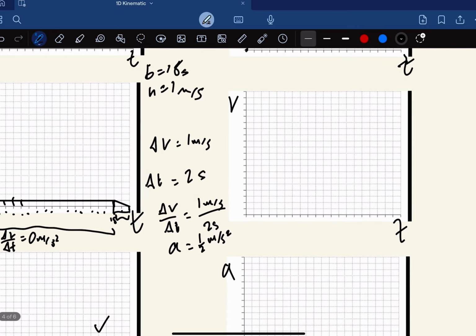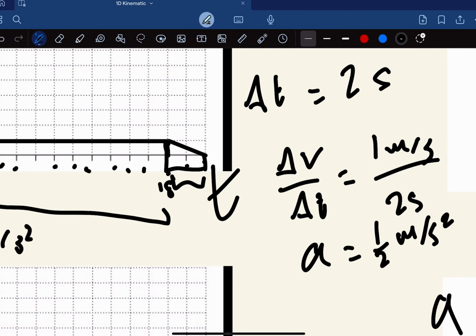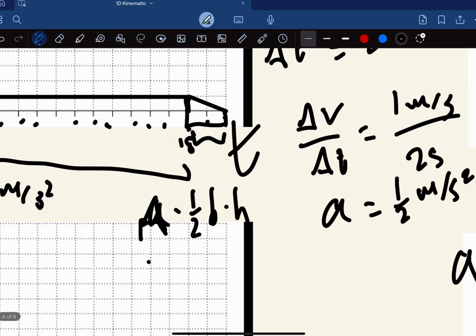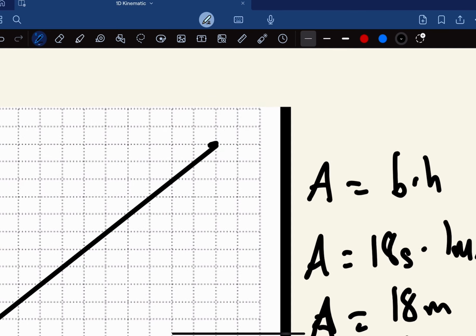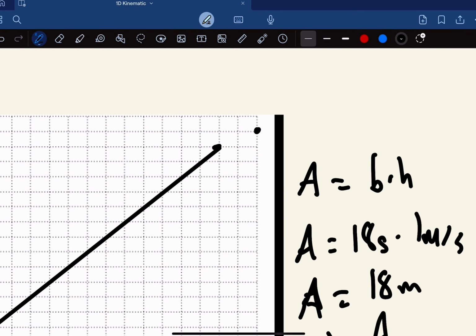So we can just use the area for a triangle for this part. So we have A, capital A for area, equals 1/2 base times height, and we have 1/2 times 2 times 1, and you get, these cancel, 1. So we move up 1 more meter in these 2 seconds, and then our graph will look like this.